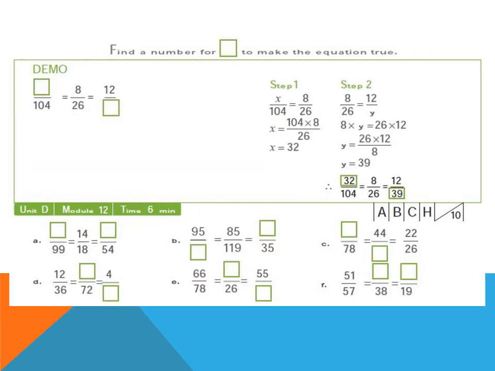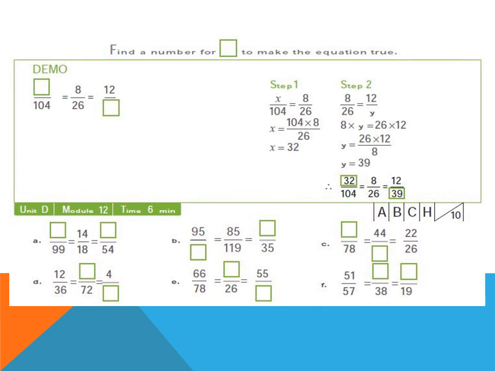Module number 12. The same thing as module number 11, but here there are 3 equivalent fractions given. Nothing more complicated. Just you have to do the problems in module number 11 two times for each problem in module number 12. This is longer but not difficult. Okay, so look at the demo.